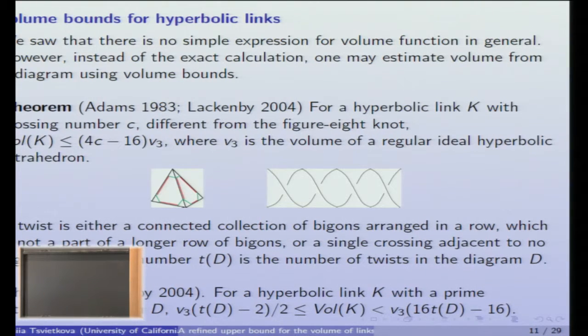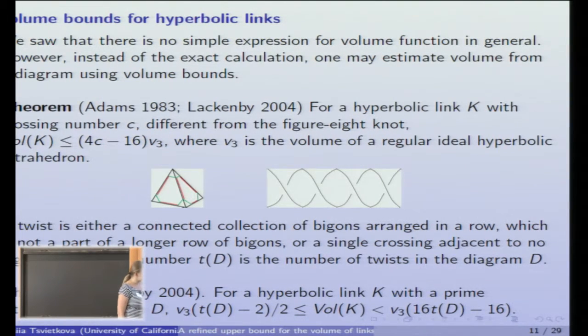So this is a twist, and then something else happens. And if you have very long twists and you have many crossings, your bound does not give you a good number. So Lackenby looked at links with a prime alternating diagram and gave a bound in terms of the number of twists. In fact, the upper bound works for all hyperbolic links. The lower bound works only for alternating links. So he got 16 times the twist number minus 16 on one side, and on the other side he got 1/2 the twist number minus 1.